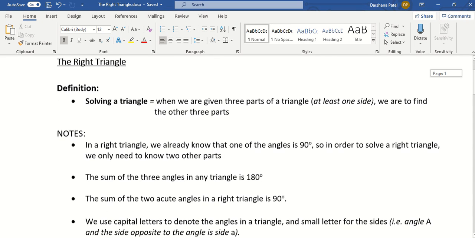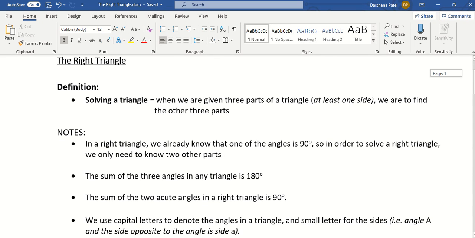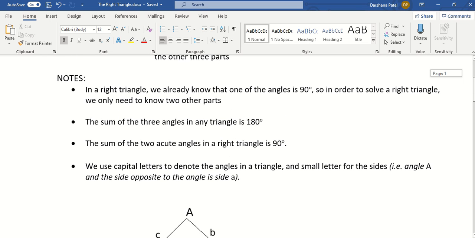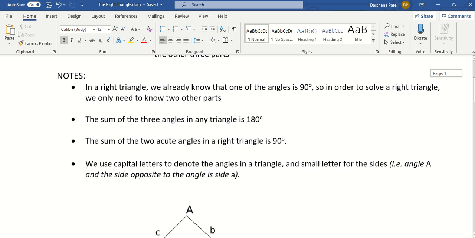The right triangle. Solving a triangle is solving for all unknown angles and all unknown sides. You are usually given 3 parts in a triangle and we need to solve for the other 3 parts. In a right triangle particularly, we know that one of the angles is 90 degrees. So in order for us to solve the triangle, we need to know the other 2 parts.